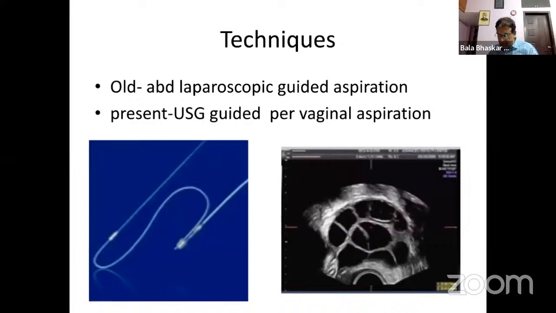Present day, ultrasound guided pervaginal aspiration of follicles is done with the help of the needle, which is shown on the left side. It sucks the follicles, which are seen on the right side, and this is transferred through the plastic tubing to the test tubes, which are transferred to the embryologist across a small window. The embryologist's room is just adjoining our operation theatre for observation and identification.